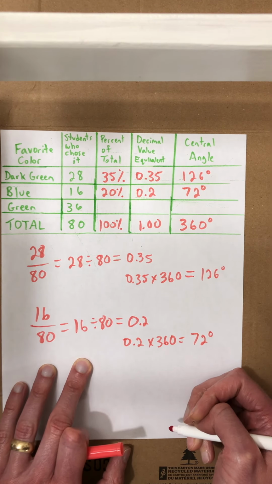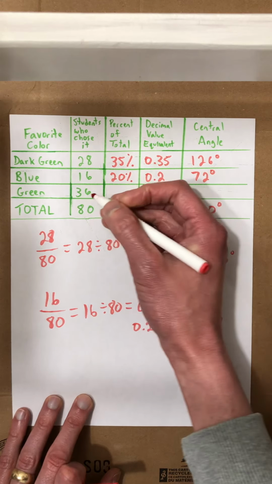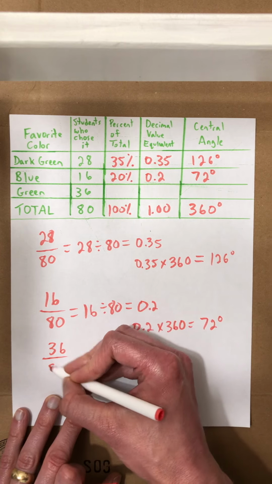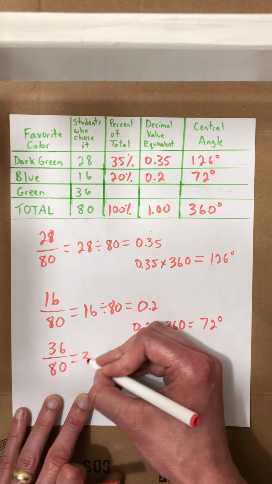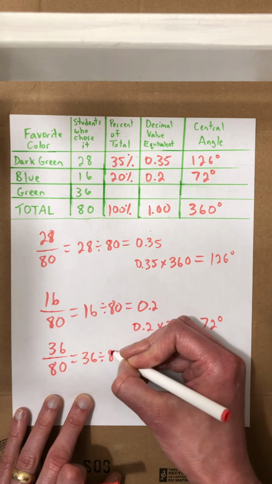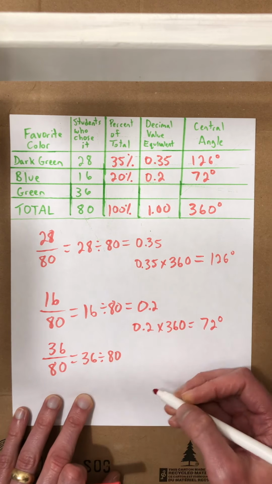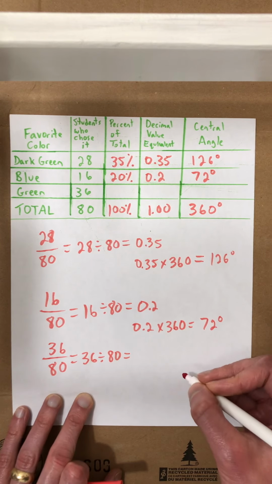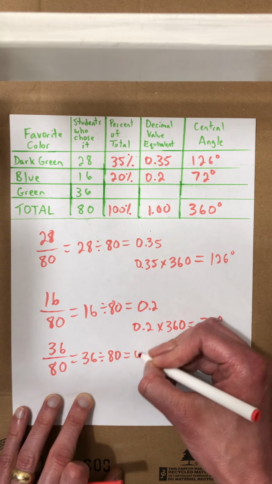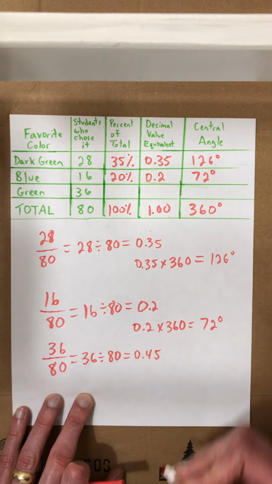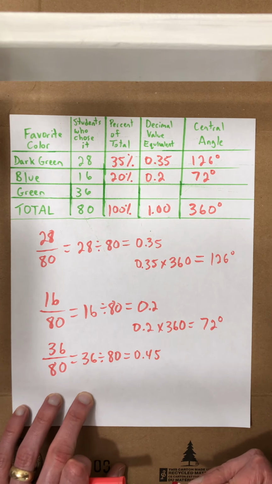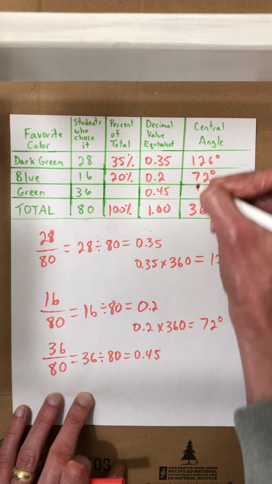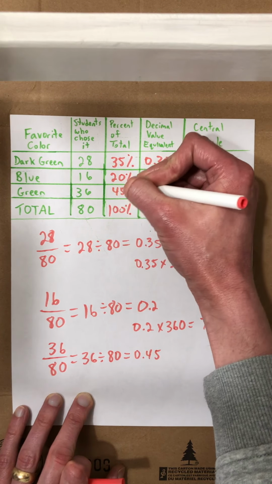My last one over here is that 36 people chose green, the most popular color in this case. So it's 36 out of 80. Once again, I can do 36 divided by 80, because every fraction is really a division problem. It tells me what the decimal would be. 36 divided by 80 comes back as being 0.45 when I punch it into my calculator. So 0.45 is the decimal value, 45% is the percent.